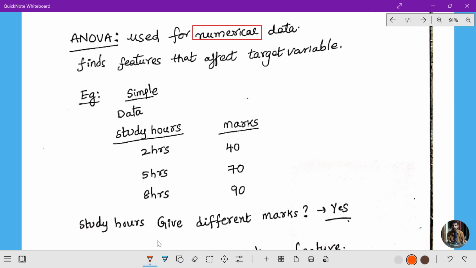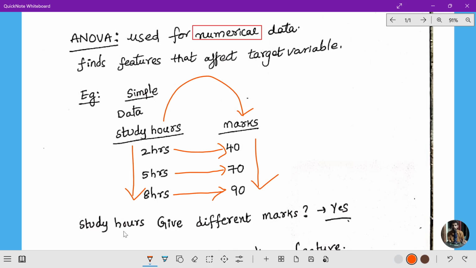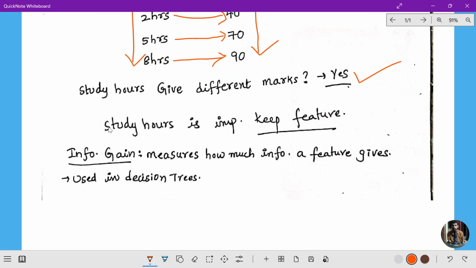Let us say the person who studies 2 hours received 40 marks. Who studied 5 hours received 70 marks. Who worked hard 8 hours received 90 marks. Do the study hours affect the marks? Yes, because 2 hours gives 40 marks, 5 hours gives 70 marks. So this is always in increasing order. This is called ANOVA. Study hours give different marks, so you need to keep this one. Study hours is the important feature, so you need to keep it.